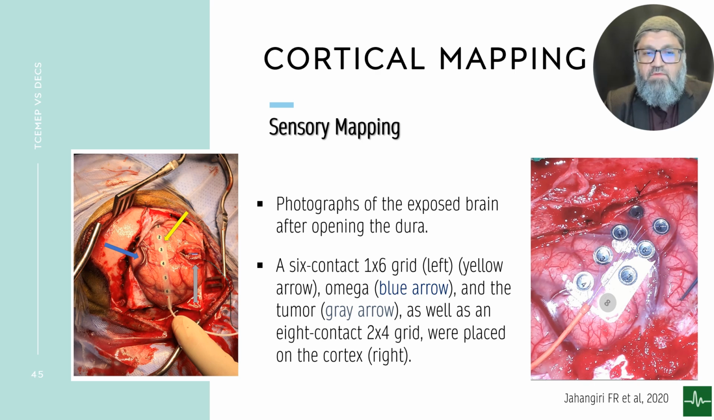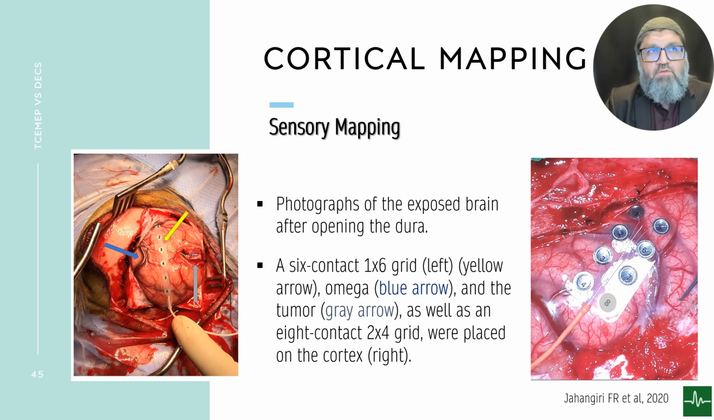So here we can see on the left side we have a 1 by 6 grid we placed, and the blue arrow shows the omega sign, which is made by the vein of Trolard. The vein of Trolard is one of the largest veins, traveling in the central sulcus. The area anterior to the vein is the pre-central area, also known as the primary motor gyrus, and the gyrus posterior to that is the primary sensory gyrus or post-central gyrus.